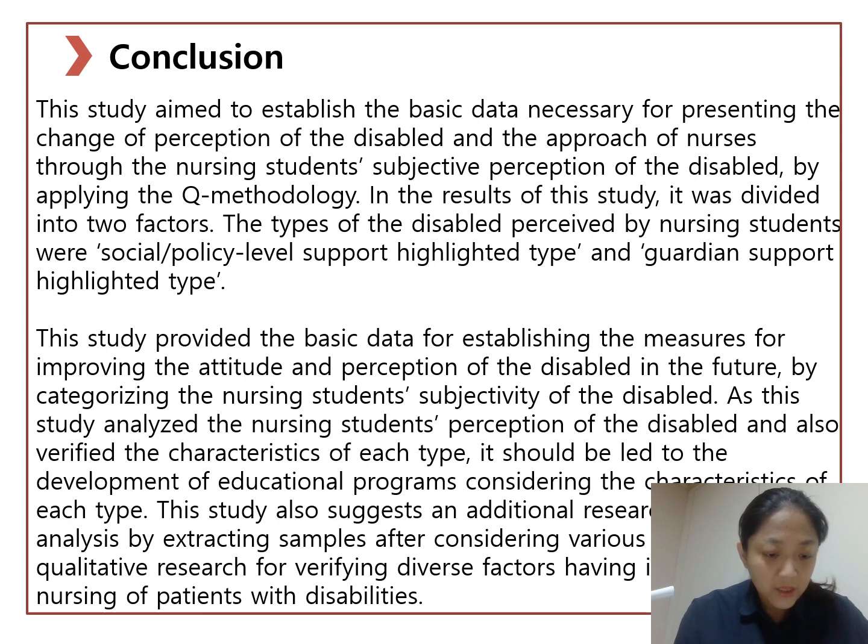By categorizing the nursing students' subjectivity of disabled, as this study analyzed the nursing students' perception of the disabled and verified the characteristic of each type, it should lead to the development of educational programs considering the characteristic of each type. This study also suggests additional research on type analysis by extracting samples after considering various factors, and qualitative research for verifying diverse factors that have influence on the nursing of patients with disabilities.